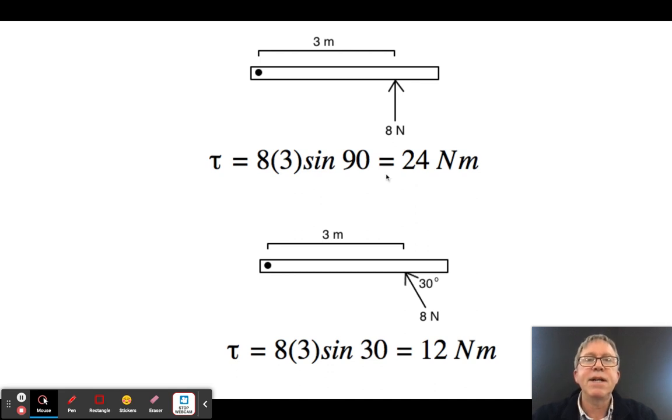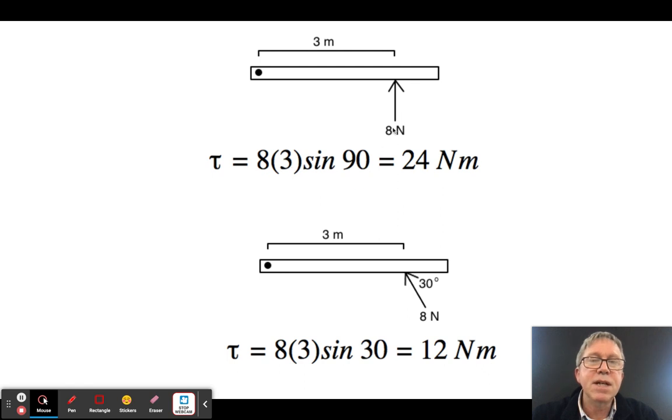Let's just try this here. In this first case, let's see how much torque is being applied. So torque is equal to the force, 8 newtons, applied 3 meters away from the axis of rotation at a 90-degree angle, so the sine of 90 is 1. I get 24 newton meters. And the torque is going to be measured in newton meters because force is in newtons and r is measured in meters.